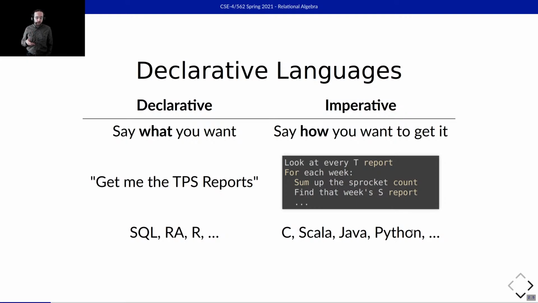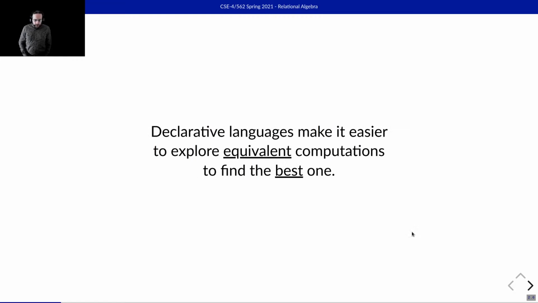So if you're writing a piece of code in C, you need to go step by step and express literally how the data is transformed one step at a time. Whereas in a declarative language, you provide your goals as more high-level constraints on the result. For example, you just tell the system, get me the TPS reports, as opposed to saying, get me every T report, and then for each week sum up the number of sprockets, find the corresponding S report, blah, blah, blah.